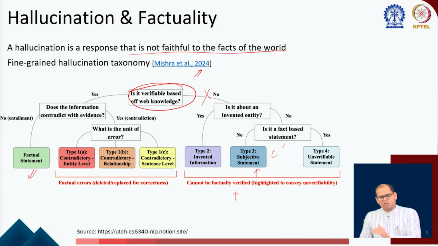But if it does contradict, then you can go deeper: is it contradicting at the entity level, where the entity name itself is wrong, or a certain relationship is wrong, or is it wrong at the sentence level? So you can have various categories among these. So hallucination is one problem because of which RAG is preferred, because RAG avoids this hallucination problem to a certain degree. Even after RAG you still do generation, so you may have hallucination, but at least you have some context to refer to.